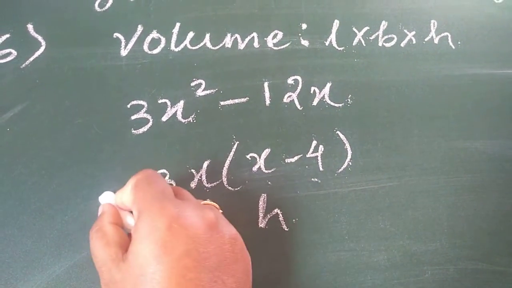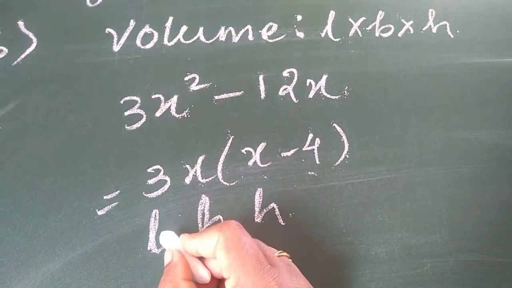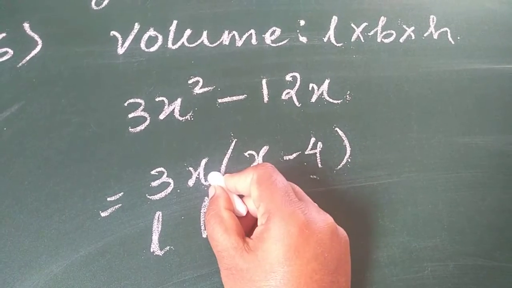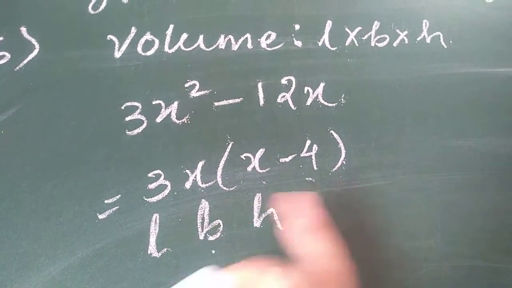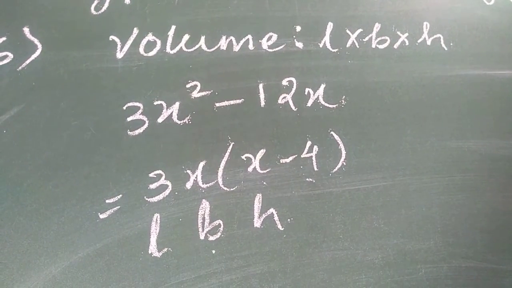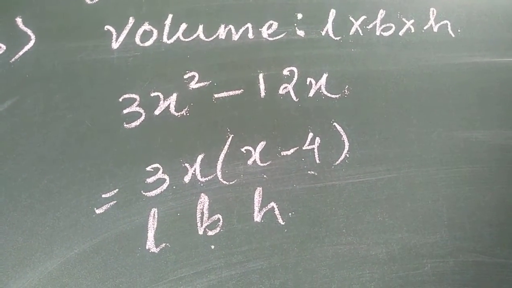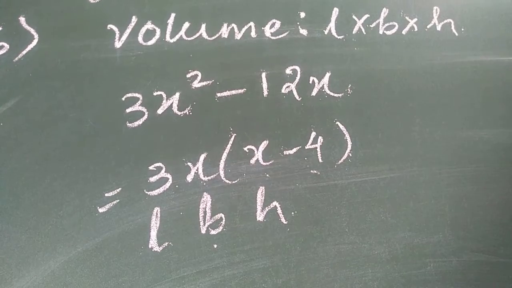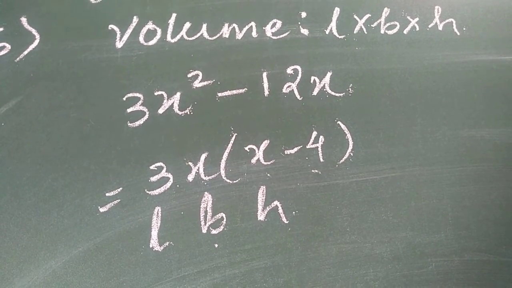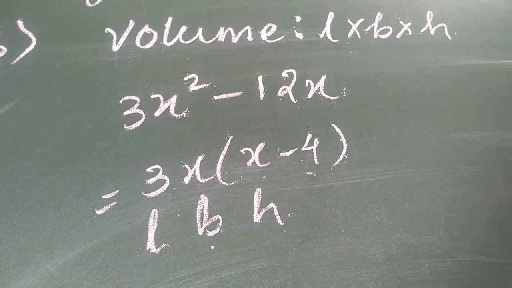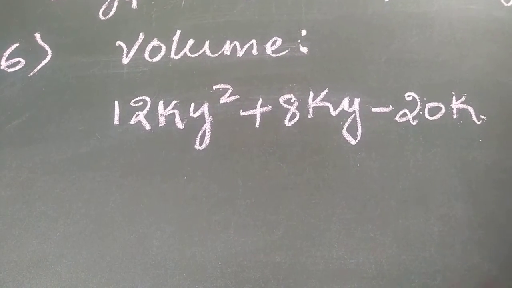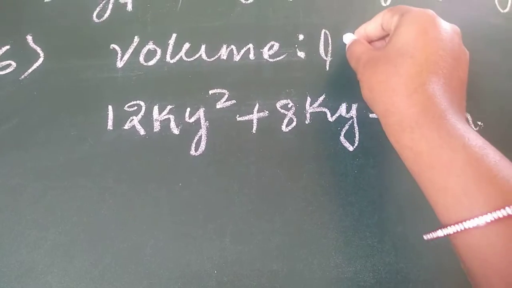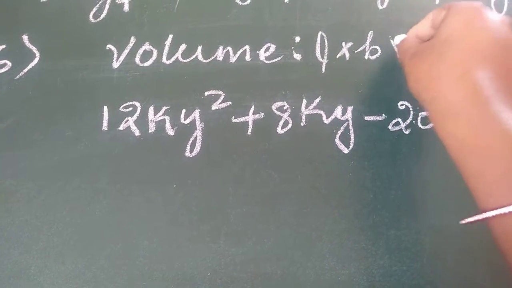You can interchange also, children. You can take breadth as 3, length as x and height as x minus 4. However you want, you can interchange and write. That is not given perfectly in the question which one you have to take. It is just a trial and error method. That's all. This is again a volume of a cuboid formula, children. Volume is nothing but again length into breadth into height.